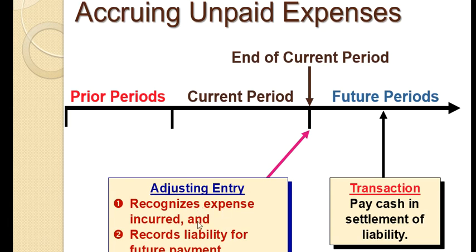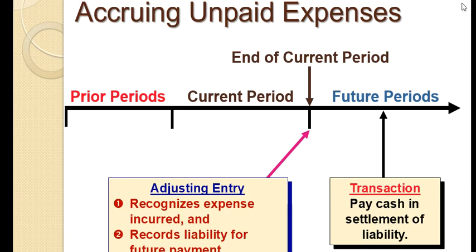It realizes the expense incurred and records the liability for the future payment. And the transaction pays cash in settlement of the liability at a future time. Basically we are going from current to future time. It is another concept that is not related to advance cash; we are focusing on current to future time. In the current period we do an adjusting entry, and in this adjustment we make a plan to pay our money in future time, when you just make a simple settlement of the liability.